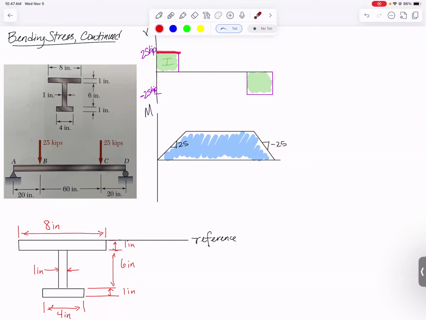It's going to have a positive slope of 25 at the beginning. It's going to end with a negative slope of 25. It starts and ends at 0 because we don't have any applied couple moments. And in the middle, where our shear force is 0, our bending moment has a slope of 0. So our max bending moment in this beam is going to happen all along that middle section.